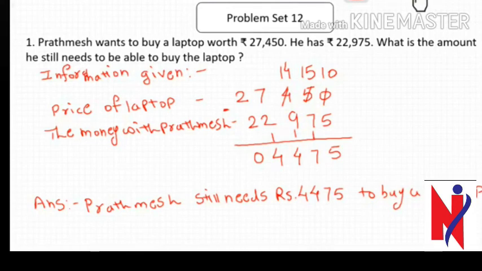See, you can solve with this method also, this subtraction method, or your old method also. Any method you can use. So what you do, one sum you solve with this method, another sum you solve with the old method. Okay, now let's see the second sum.